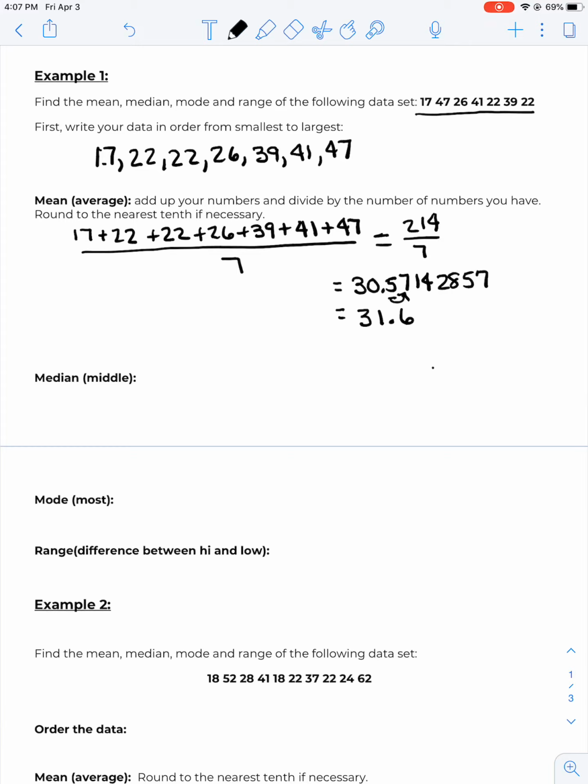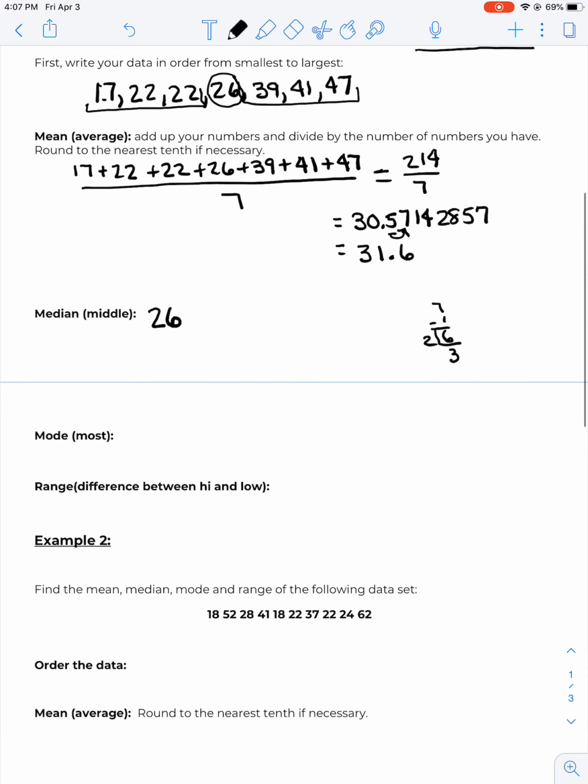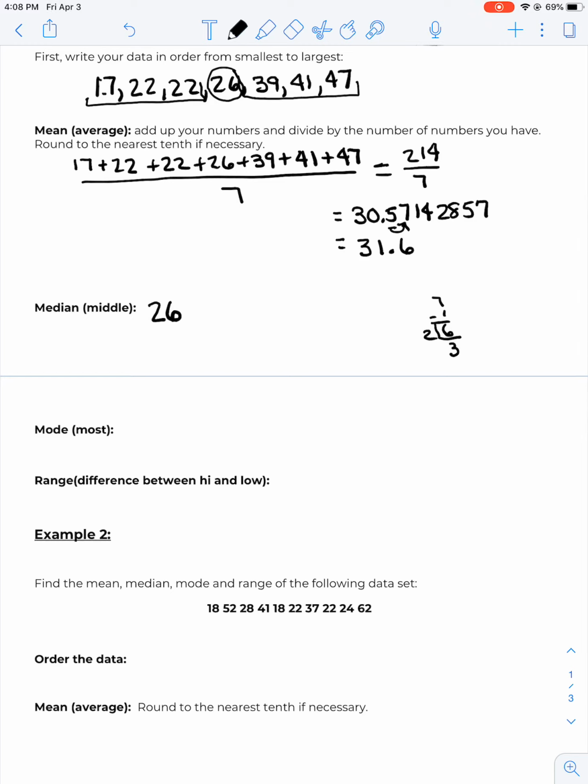Our median, or our middle number, the easiest way to find that is this. If we have 7 numbers and I subtract 1 from that number, I get 6. If I divide 6 by 2, I get 3. So if I take 3 from each side, starting from the right-hand side, and I go over 3, I find that my middle number is 26. So my median is 26.